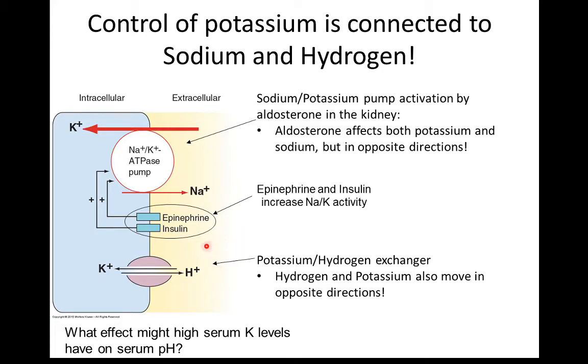So when serum hydrogen is high, as with acidosis, then potassium leaves the cell so that the hydrogen can change places. So that means that during periods of acidosis, serum potassium levels would be elevated.